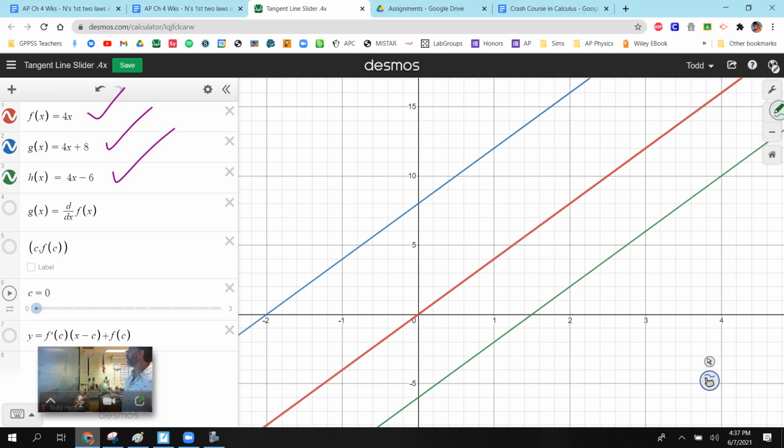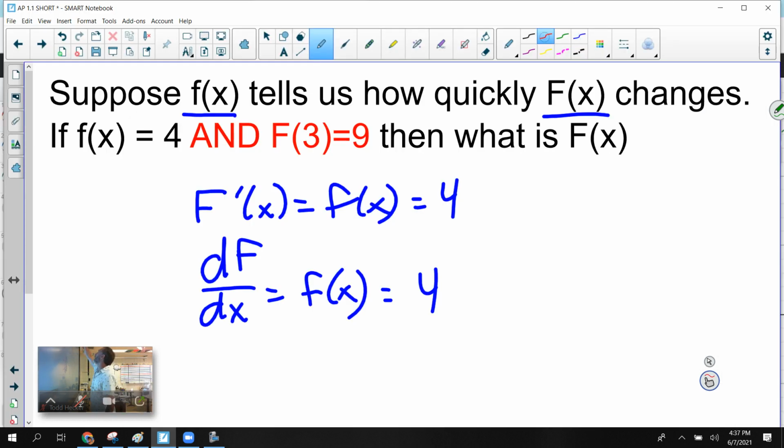So we're right back to here. There's a gazillion of them. All these lines have a slope of 4. So which one is it? Well, in order to decide which one it is, we need what we call an initial condition.